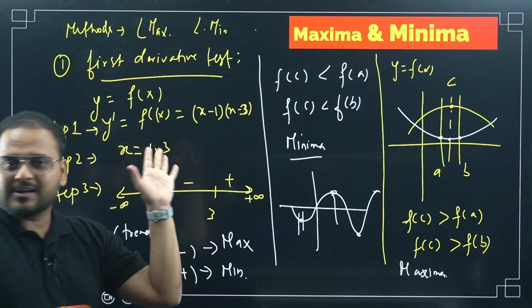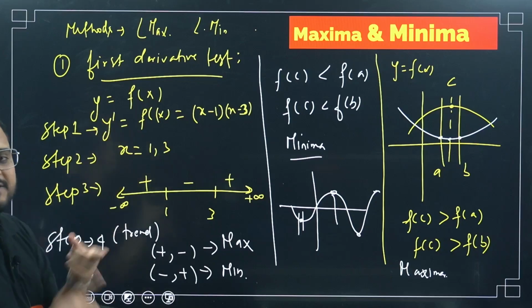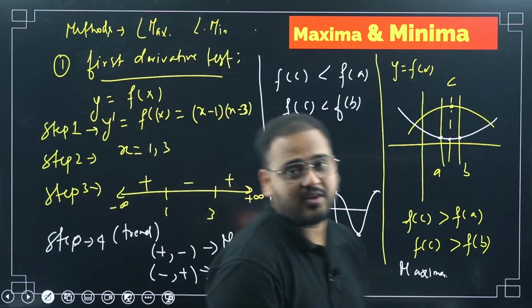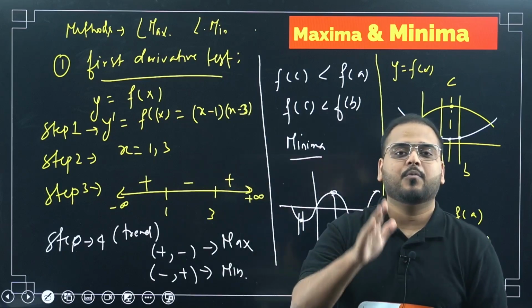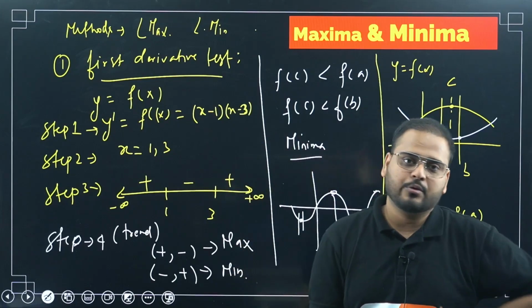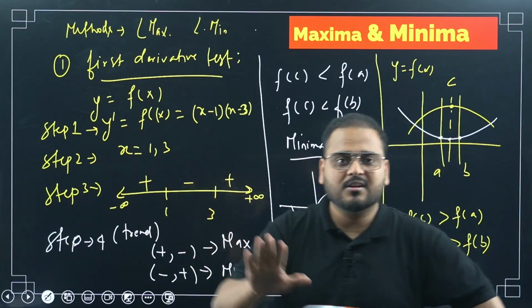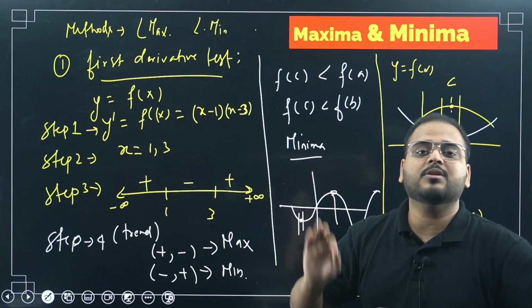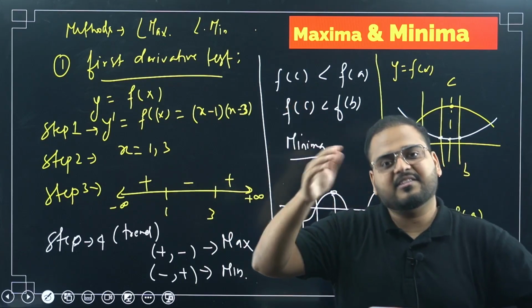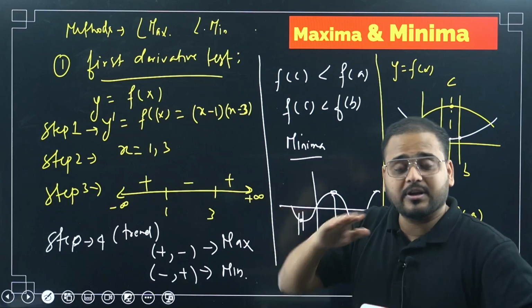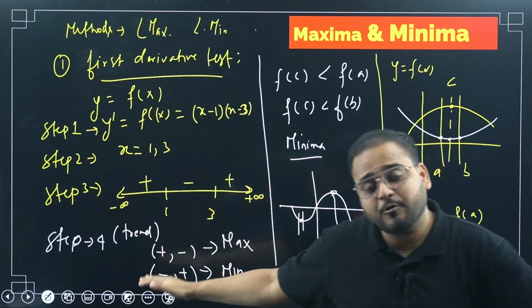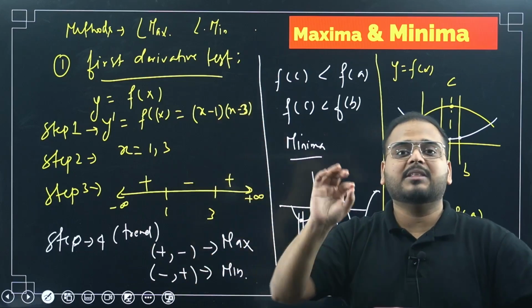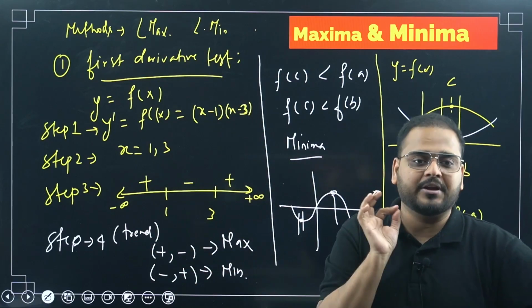I'll revise all the steps again. First is find the derivative. Second step is find the critical points. Third step is draw it on the number line and identify which intervals are positive and negative. This part you have already learned with me today in this session, how to identify an increasing or decreasing function in the given intervals. So till step 3, no problem, sir. Step 4 is the additional part for method 1 to find the maxima and minima points. Yes or no?